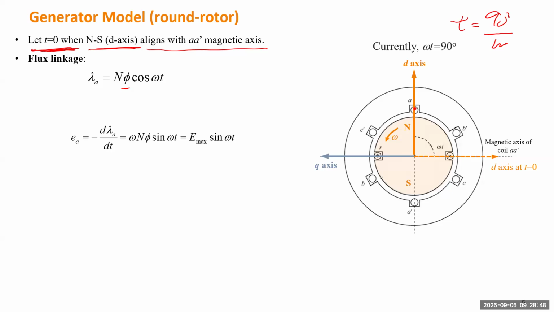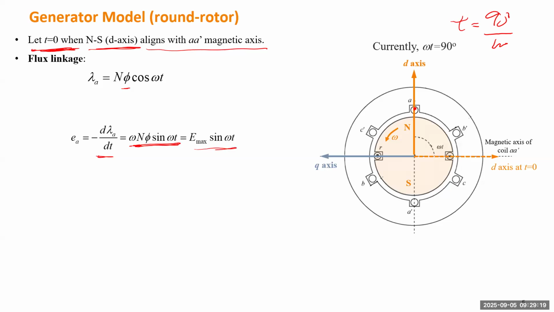So based on Faraday's law, if you know the change of the flux linkage, you calculate the derivative with respect to time and then multiply by a negative sign, because the induced voltage always tries to mitigate the change of the flux linkage. That's why you have the negative sign. So you calculate negative d lambda by dt. So you have omega N and then sine omega t.